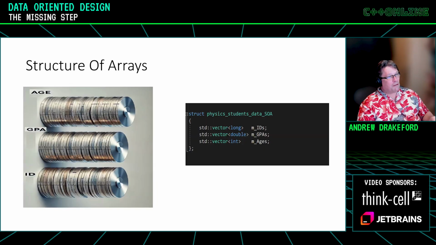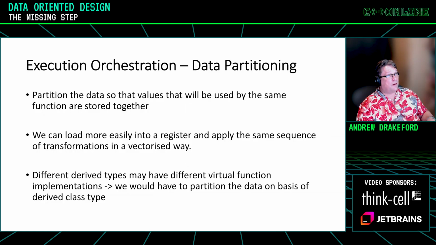I like my little cylindrical things. I can see myself grabbing 8 of these GPA cylinders in one go quite easily and stuffing them in a slot somewhere. And the computer can do that too. There are instructions where it could just go to the vector of GPAs in this physics student data SOA and load it straight up into a ZMM register, like we saw in the moving example. So we have to restructure our data so that it can work neatly with the registers.